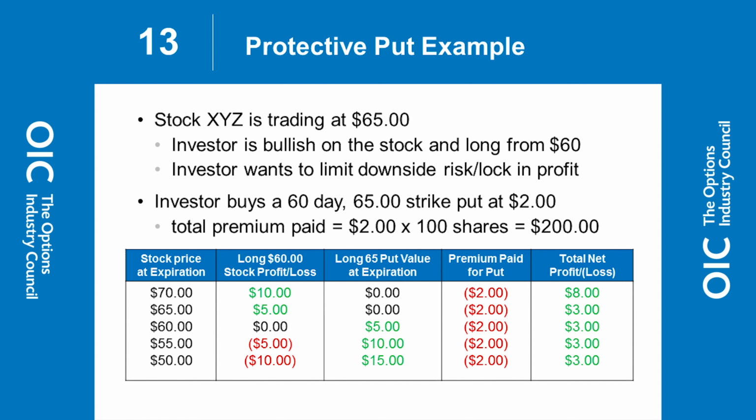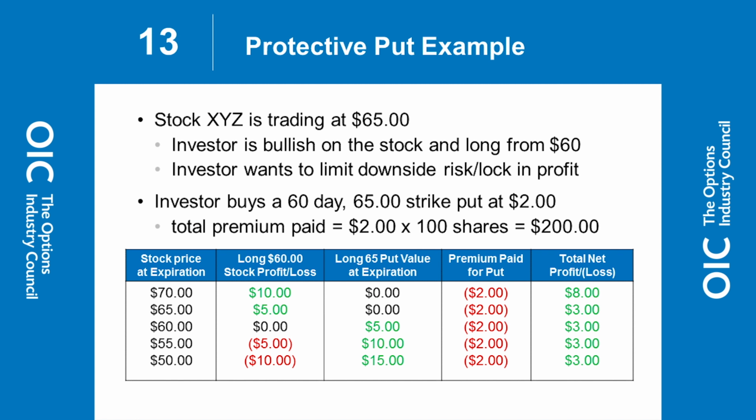But what happens if the drug trial is a success? Now that stock goes from 65 to 100. If we sold those shares, we're not going to be able to participate. And remember, we're bullish on the stock. We're just looking for some downside protection. So we buy the put instead, so if it does appreciate in value, we're going to be able to participate in that.